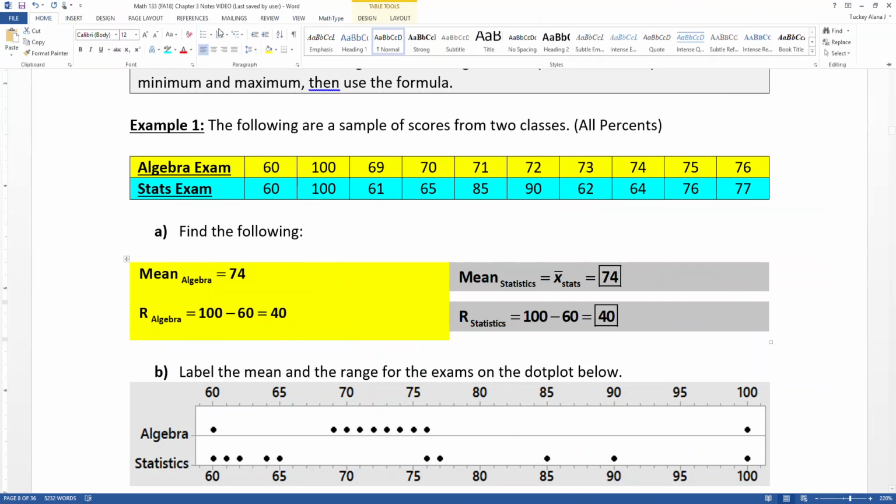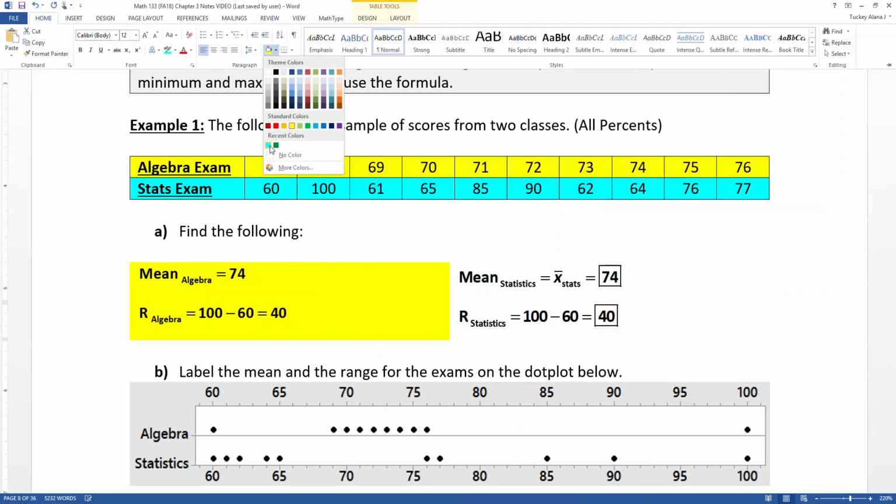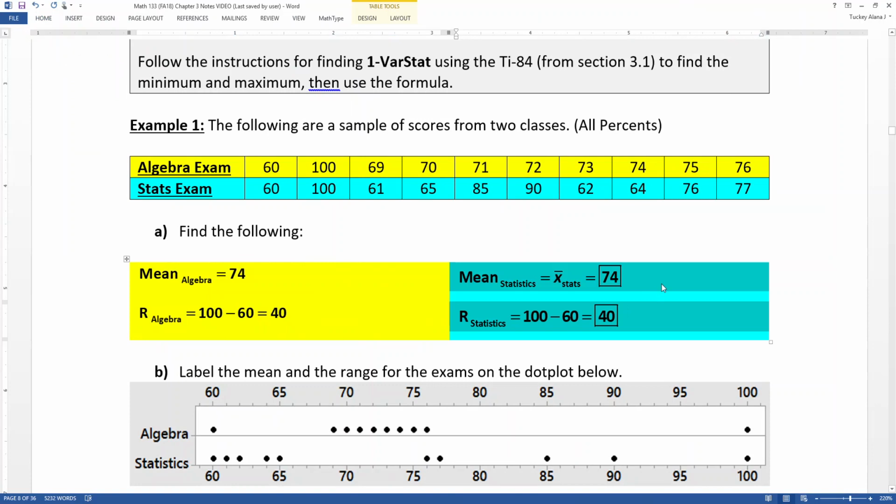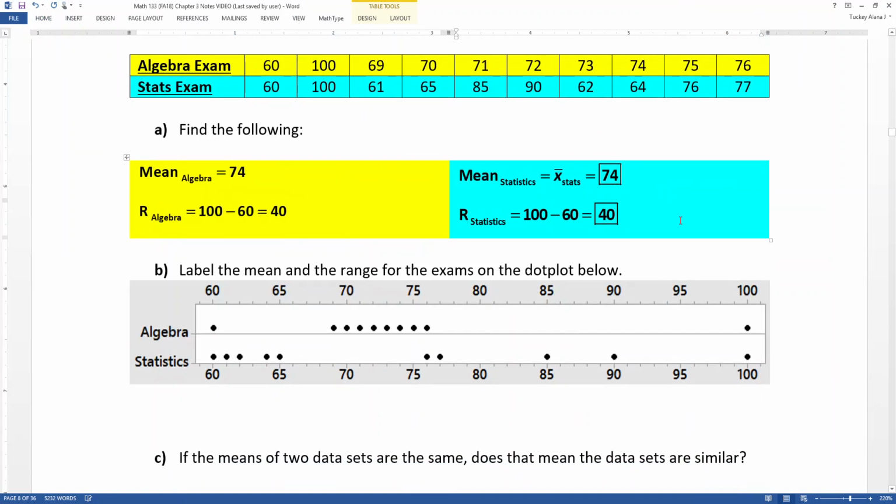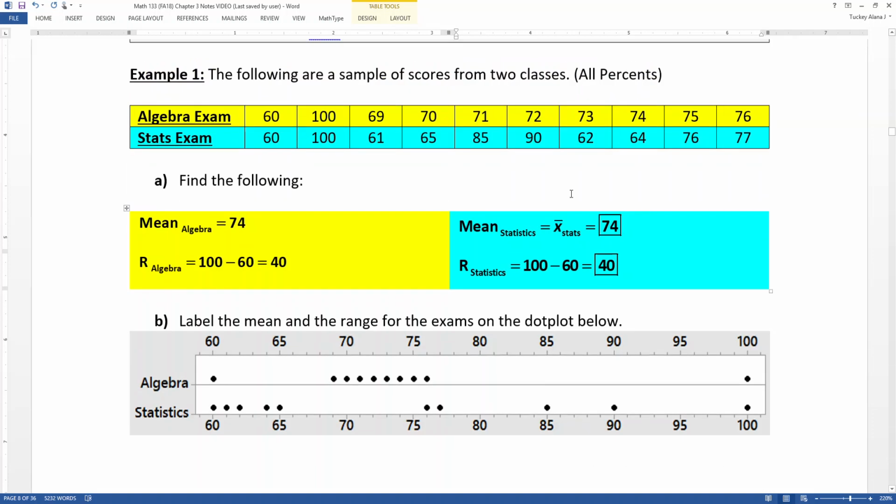Obviously I did the same kind of calculation when I ran it for the algebra exam. I didn't want us to bother doing it for each test. I thought that would get a little tedious, so I just did it for one test with us.